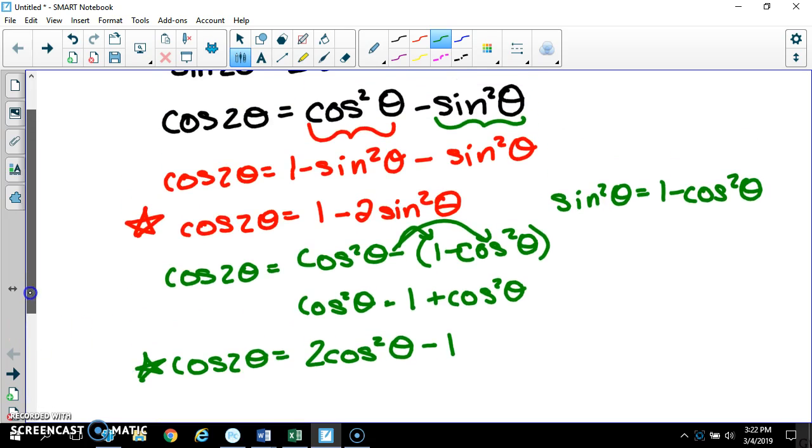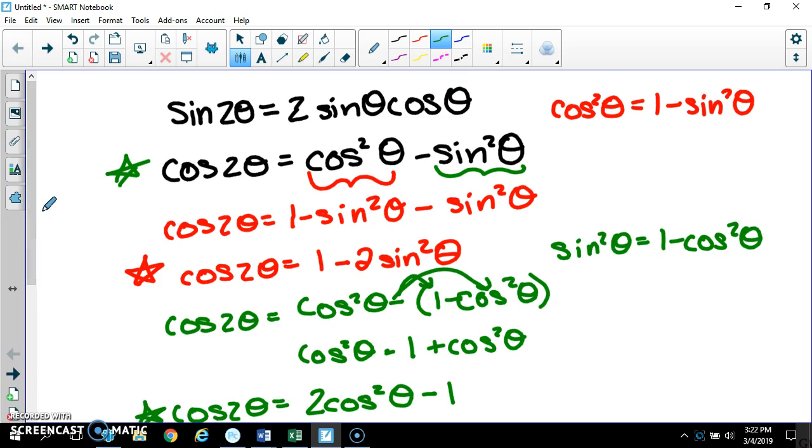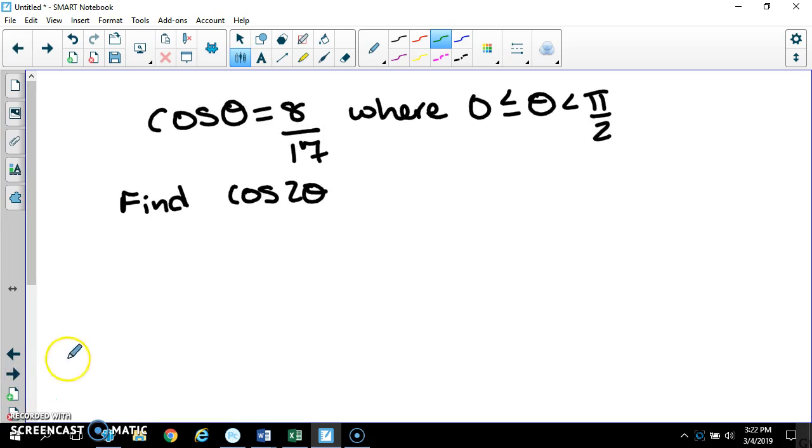Okay, so I've got those three equations. I've got the first one, second one, and third one. Those are the three that you have for cosine 2 theta. Again, you're only going to be given these two right here at the top that I started with, the two black ones here. Those are the only ones that you'll be given on any quiz or test or DA, okay? So let's apply this information.